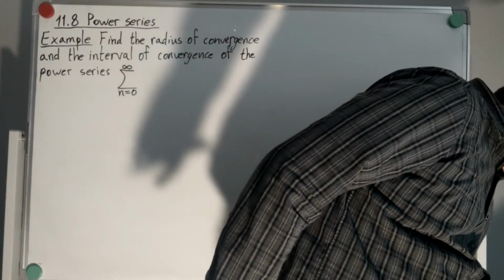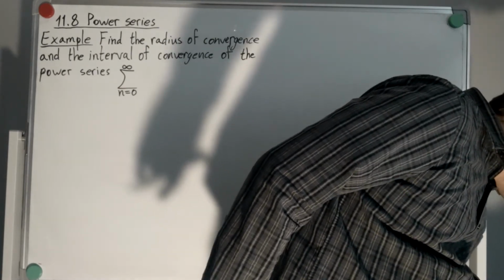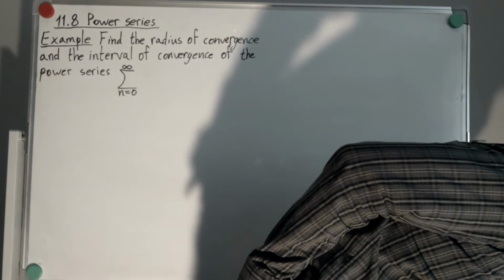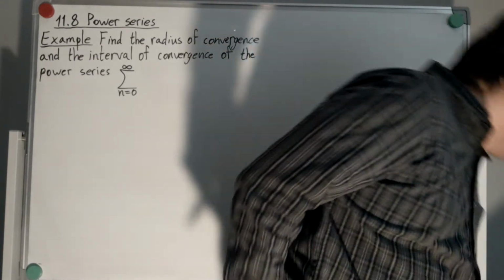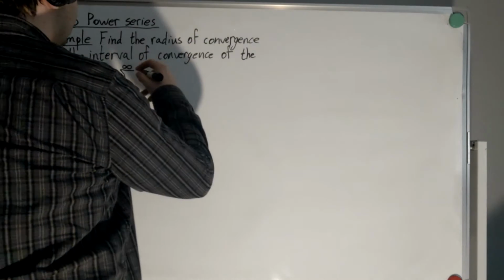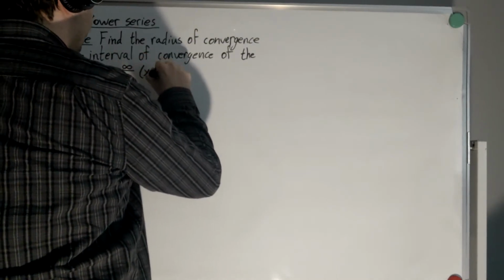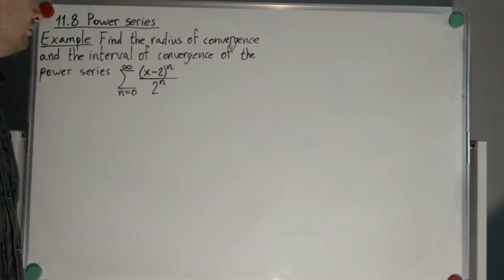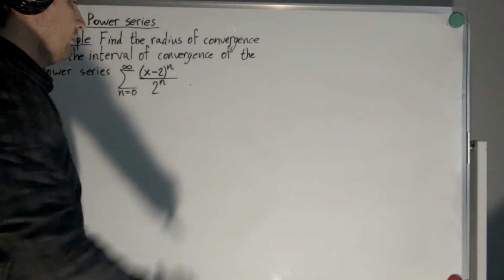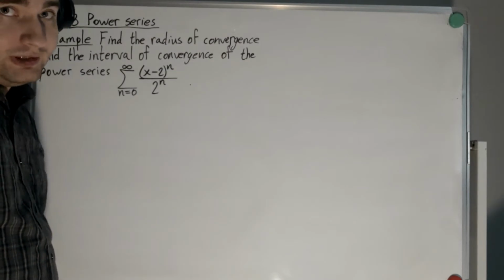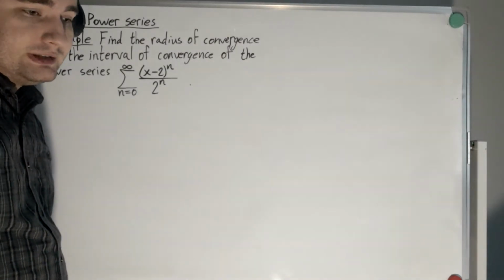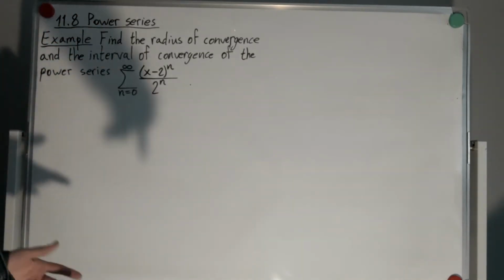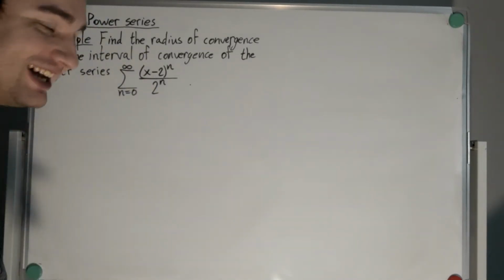Okay, next up we've got the sum from n equals 0 to infinity of x minus 2 to the n over 2 to the n. Okay, so this one is another power series. This one is a power series centered at 2. And again, we're going to do the ratio test.